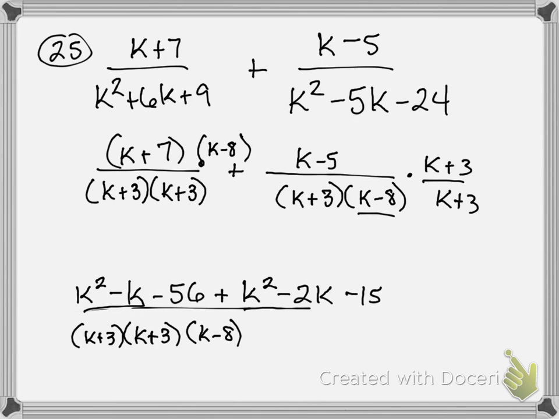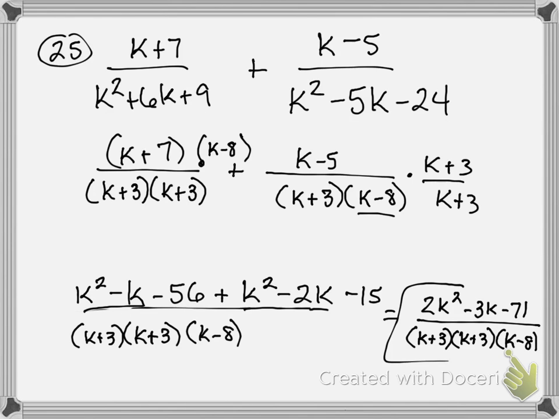Then you add your like terms. So 2k squared, I've got negative 3k, and what was that, negative 71? All over all that stuff in the bottom. And that would be our answer. We'd be finished up, just like that.